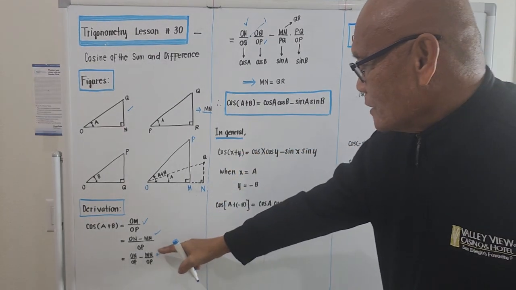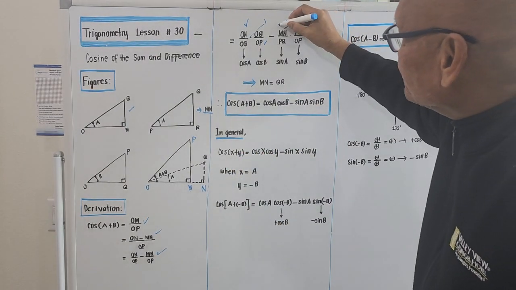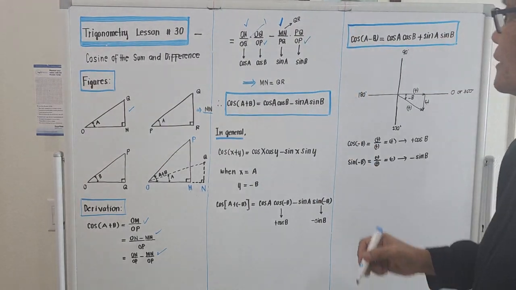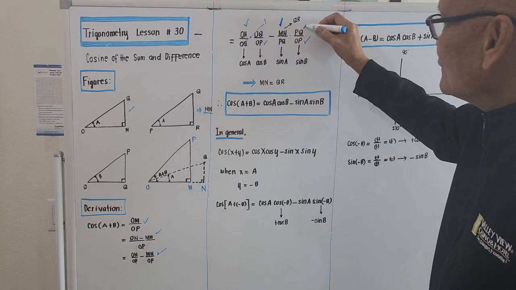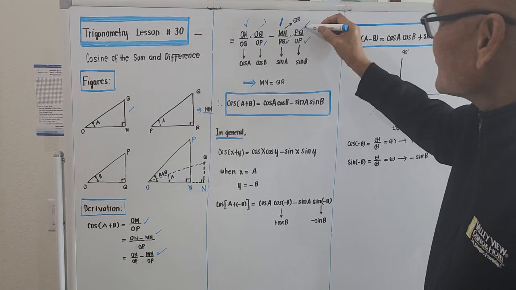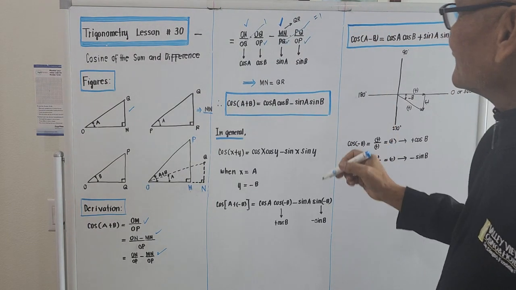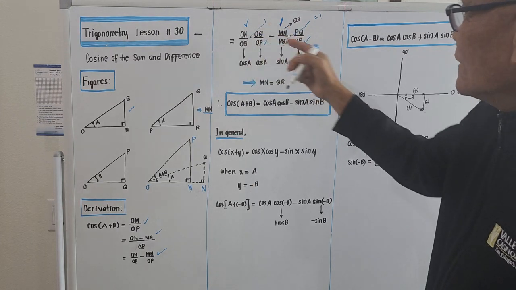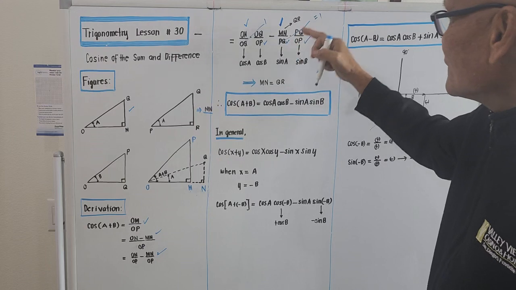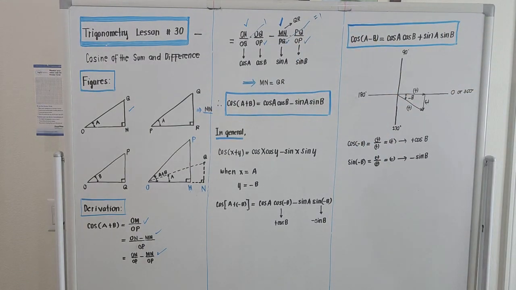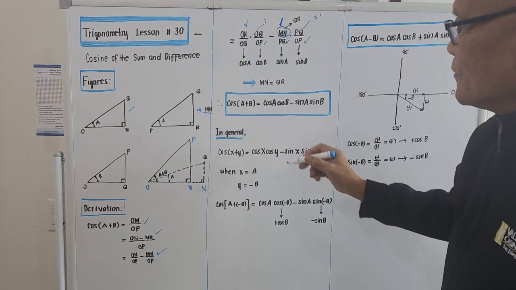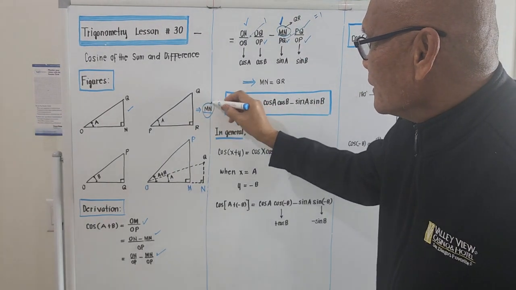And for the second one, I will rewrite MN, then rewrite OP, then introduce PQ over PQ, because PQ over PQ is equal to 1. Like what we did on the first one, there will be no violation here. We introduce OQ here, we introduce PQ here. But from the given figure, the value MN is actually QR.